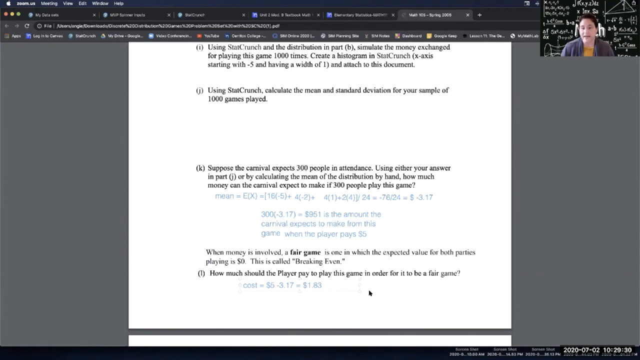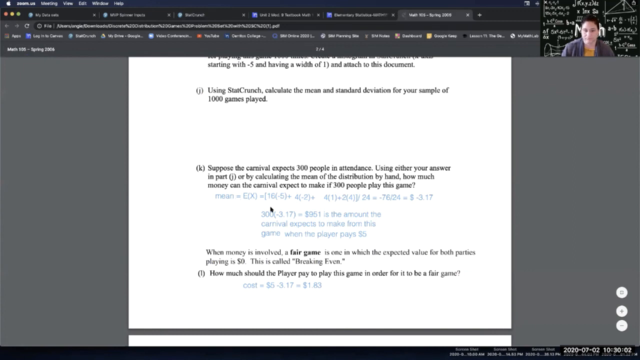Now when I play, I'm probably going to break even. Now I might be up a little, I might be down a little, but I'm not going to be up an enormous amount of money. And then you can run through the scenario again if you want with the cost to play at $1.83, and you'll see the mean comes very close to 0. So I think that's it for the first question.